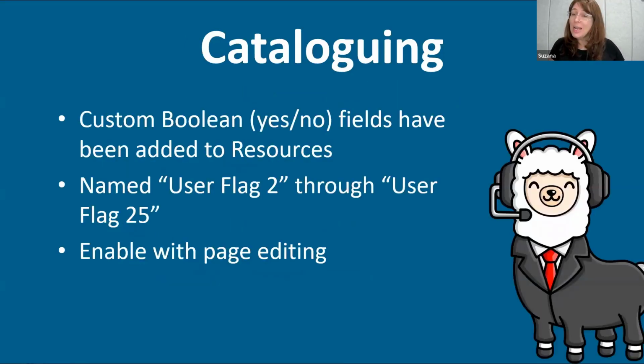We've added some new custom fields. We've added an additional 25 Boolean fields to our resources, and they are named user flag 2 through to user flag 25. Now, they're not visible by default, and they can be enabled via page editing, similarly to any other resource fields.